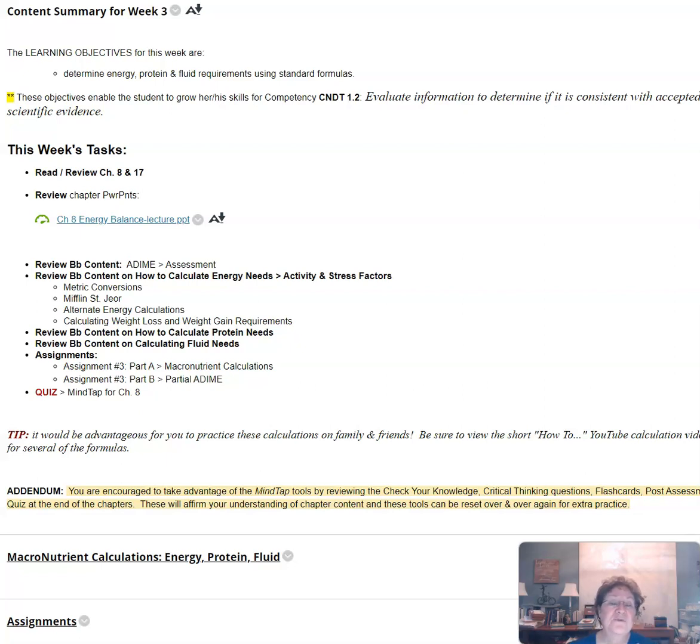This week, in week 3, you will explore calculations one more time, but this week in relation to energy, protein, and fluid requirements. These are determined by an individual's age, height, weight, activity level, and medical stress.